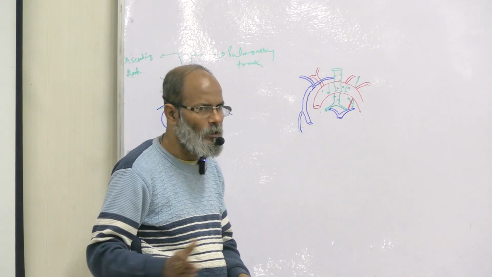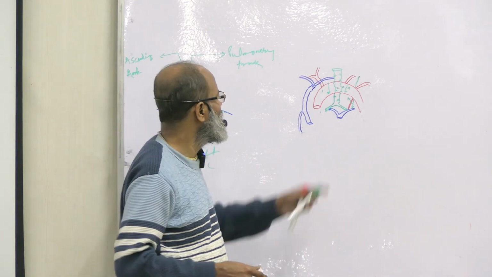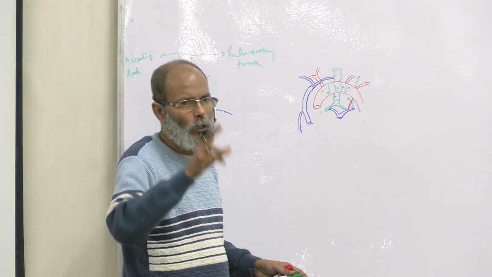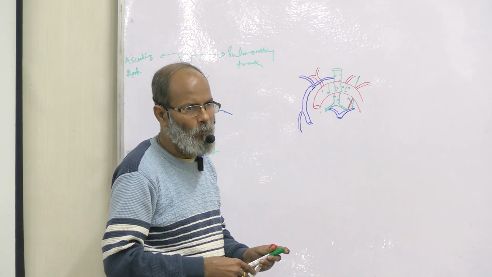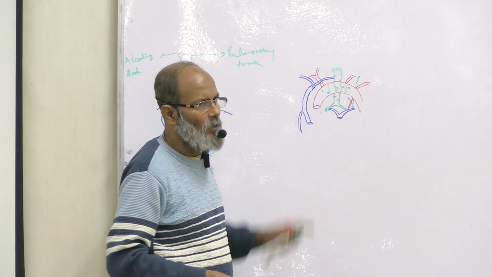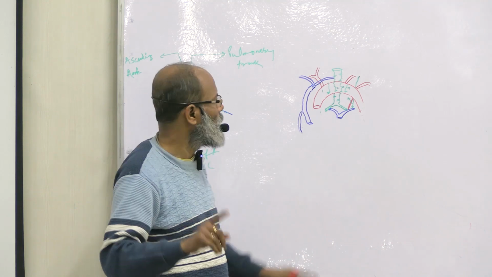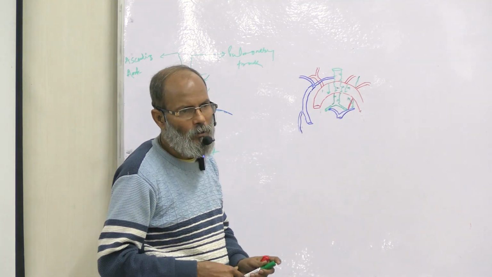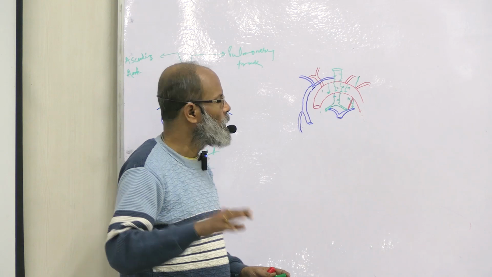Number 1, on the right side, this is the right brachiocephalic that gives rise to right common carotid and right subclavian. Then is the left common carotid. Then the left subclavian. Alright.